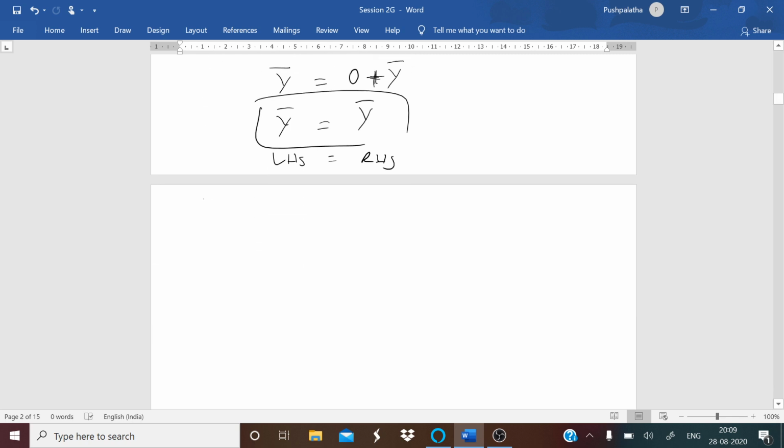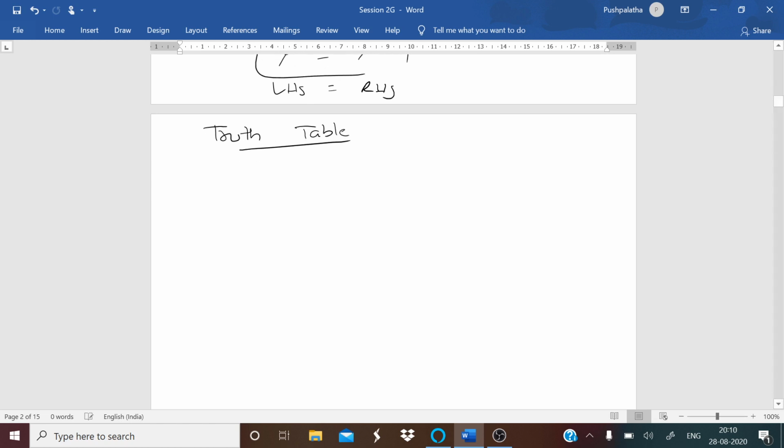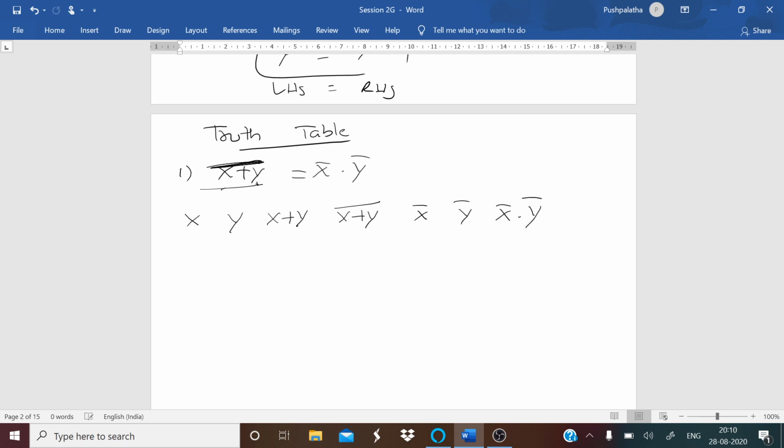Now let us go for the next method, that is using the truth table method. Now the first statement, (x plus y) the whole bar equals x bar into y bar, right? So now take, how many variables do you have? 1 and 2. So x and y, and then you need x plus y, and you need x plus y the whole bar, the LHS, and the RHS, you need x bar, you need y bar, you need x bar into y bar. Draw the table.